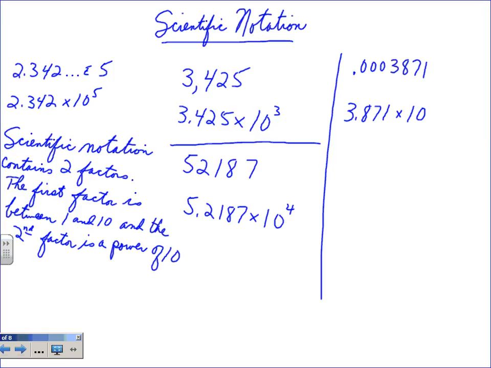Exactly. You know why it's negative? Because now I'm moving the decimal over this way. This is a real small number. So I'm moving the decimal 1, 2, 3, 4 places to the right. So that makes this a negative 4. So if you move it to the left, it's a positive? Yes. Okay?